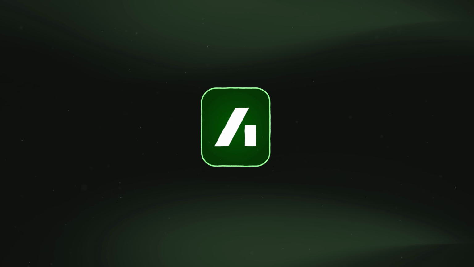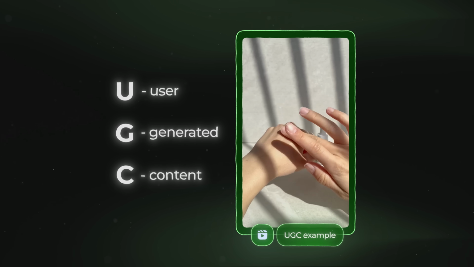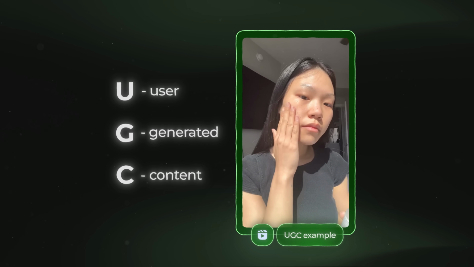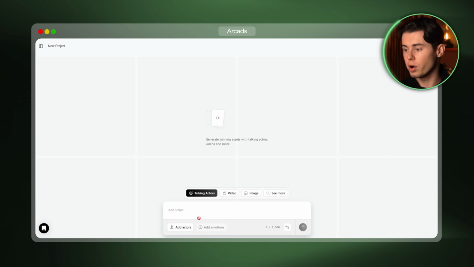The platform I'm using for this is called Arcads, and it's one of the most powerful tools for AI UGC. Now, if you don't know what UGC is, it stands for user-generated content, and it's a short video where a person casually shares his experience about a product. In this way, viewers gain more trust and are very likely to buy. That's why UGC ads are now the best across every social media. So let's get inside Arcads and see how you can create one yourself.